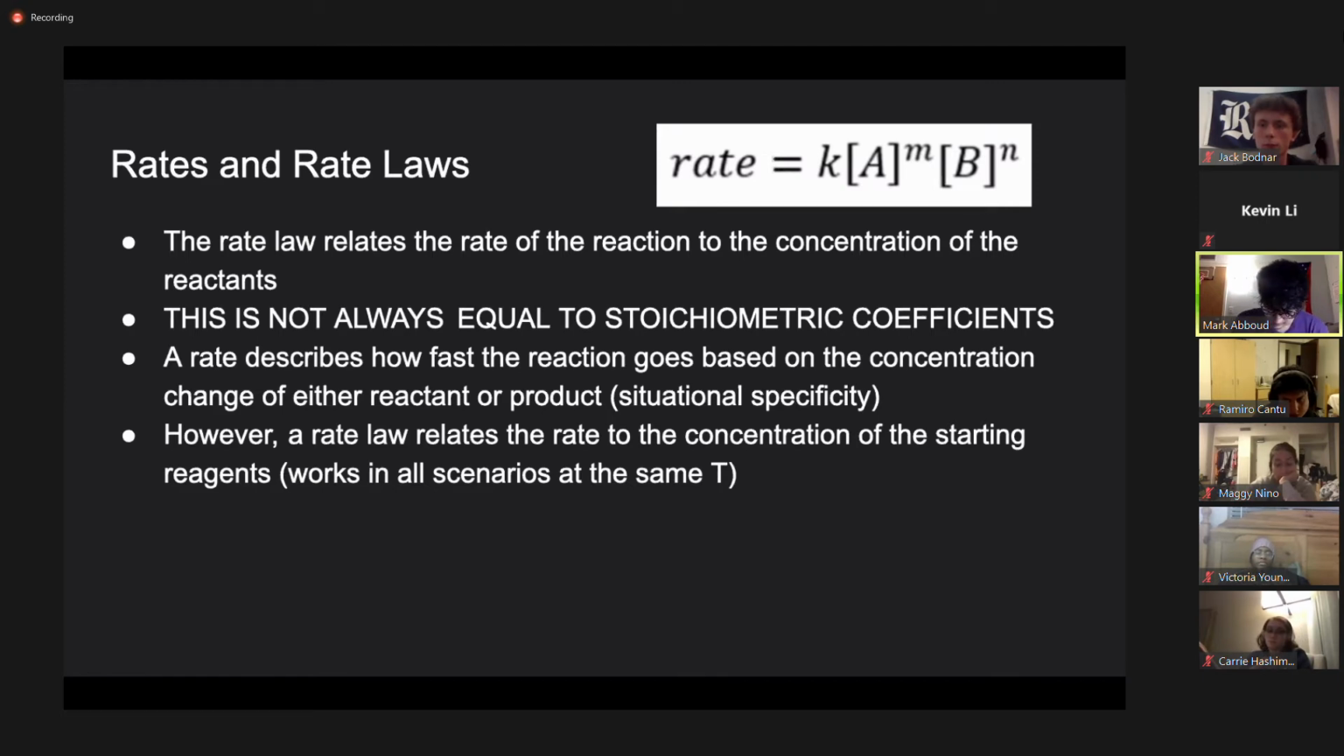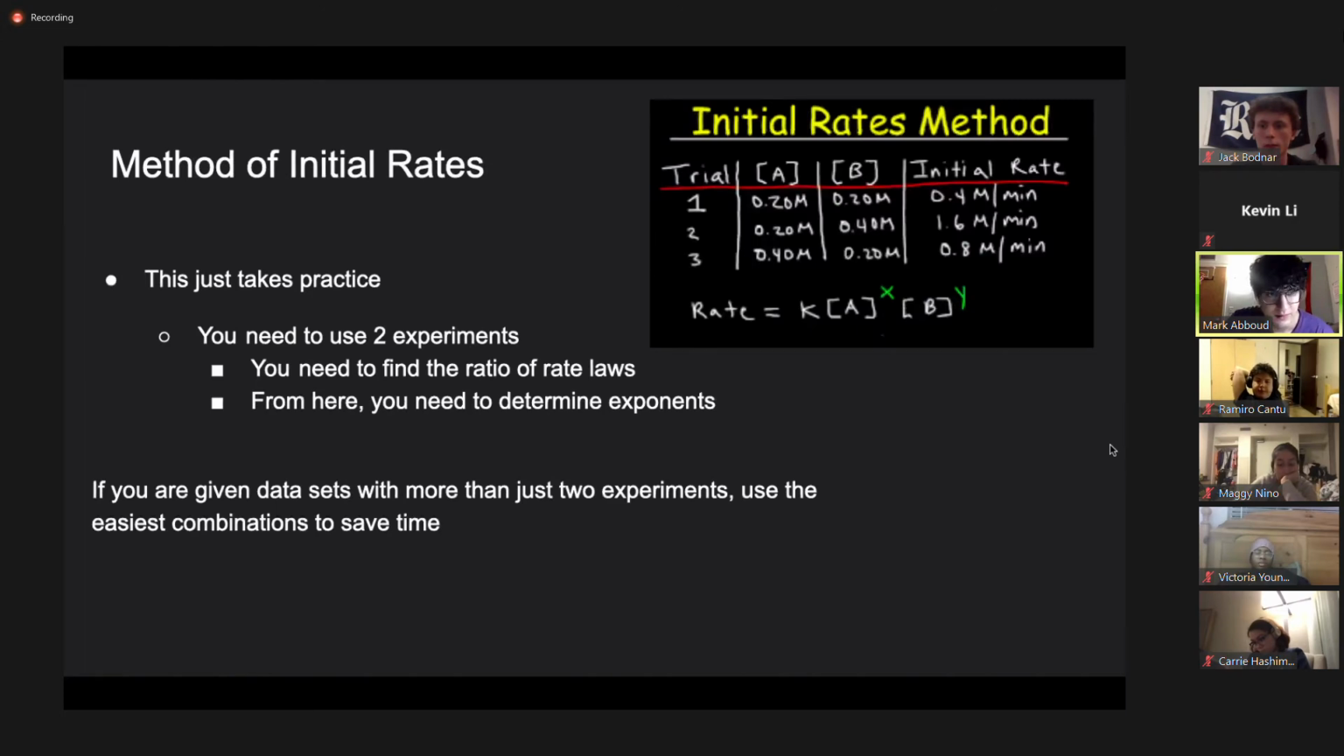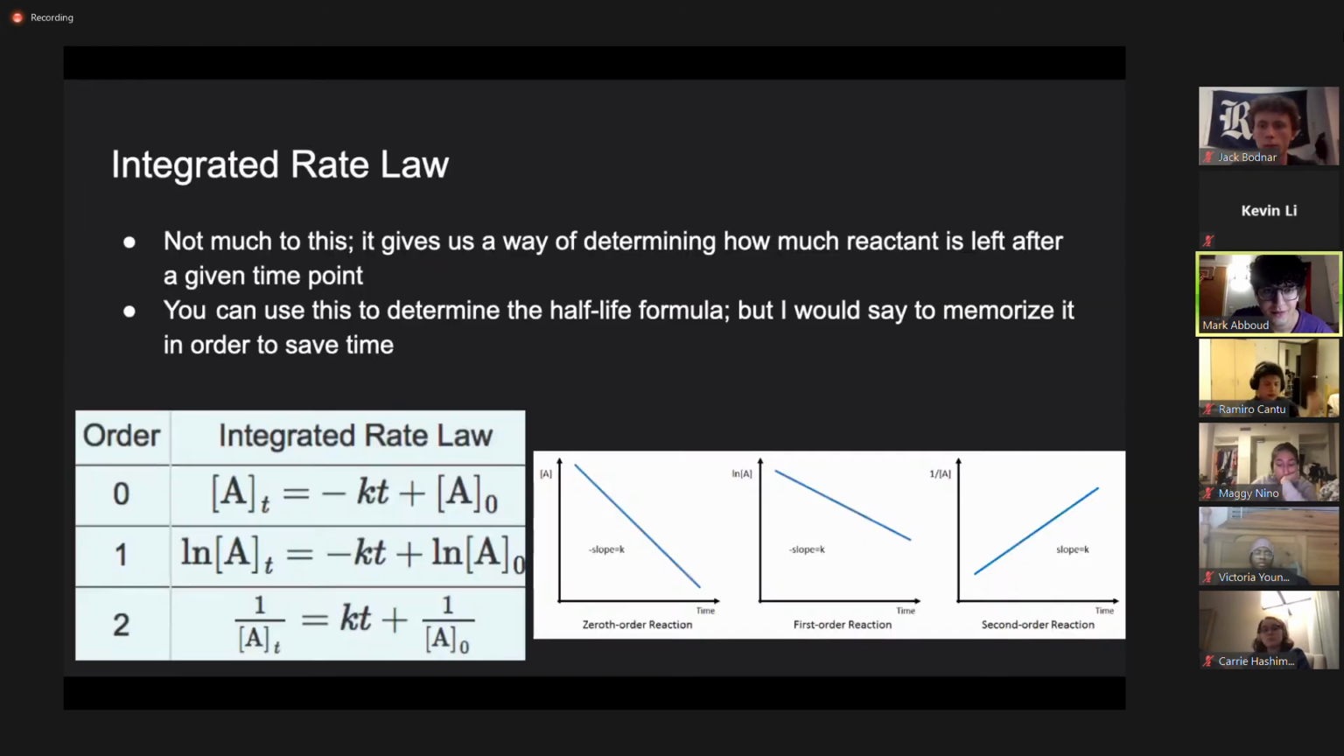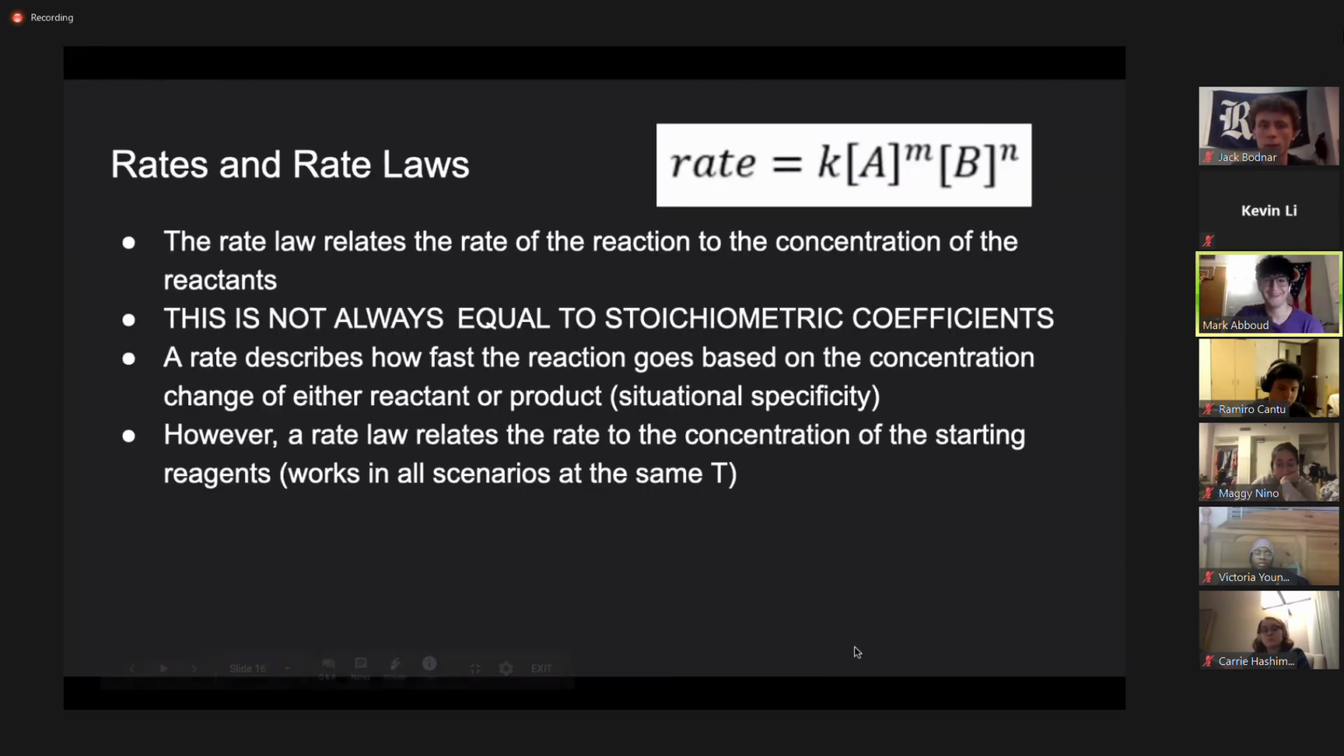So if you look at the top here, we have displayed a rate law versus what we just talked about, which was a rate. Notice that with the rate, we were describing a changing concentration of the product or reactant, versus the rate law, where we're talking about the initial concentration of the reactants. So this was the slide comparing a rate and a rate law.